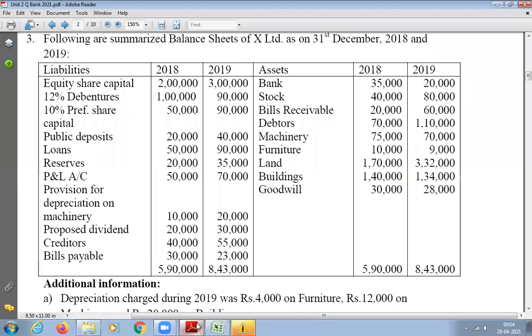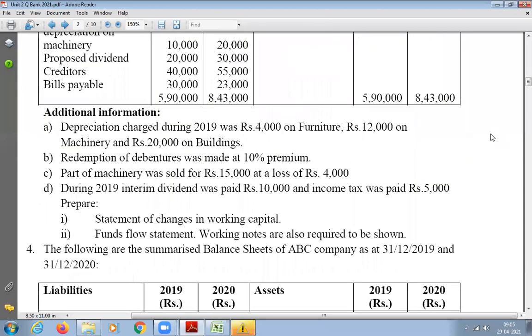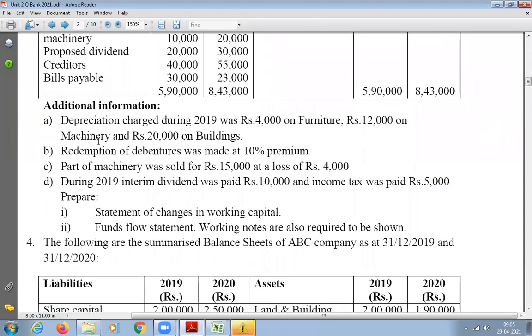So now look at the machinery account. How much has he given as the opening balance of machinery account? Yeah, quickly, students. 75,000. And how much is the closing balance? 70,000. So the difference is how much? 5,000, right? But in the adjustment, he has told us something again about machinery. One is depreciation. We have to give 12,000 depreciation.